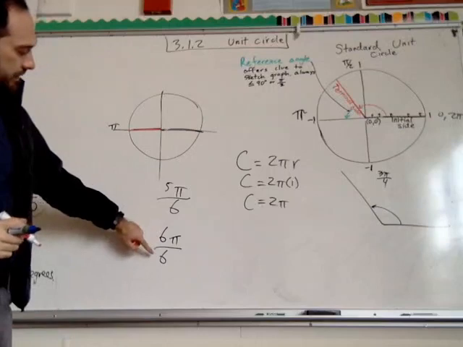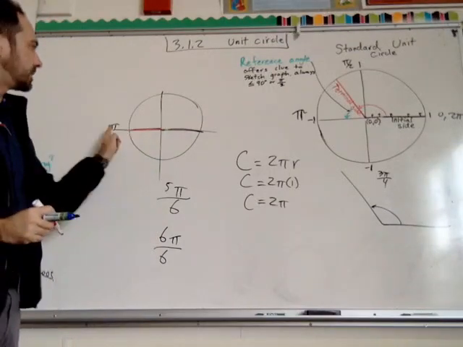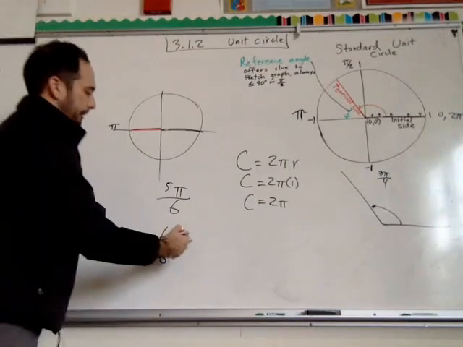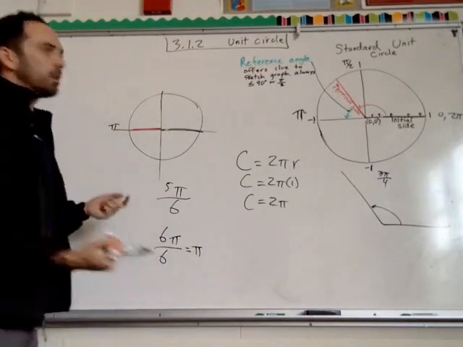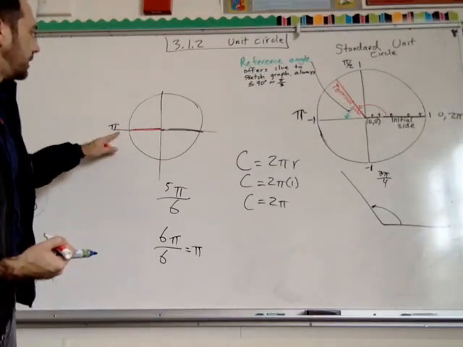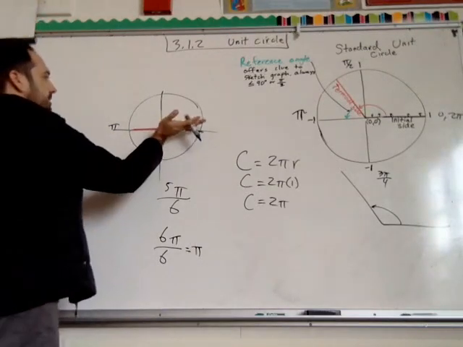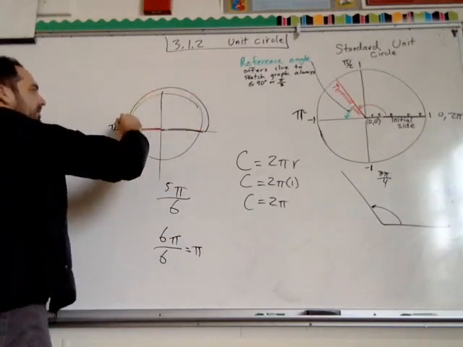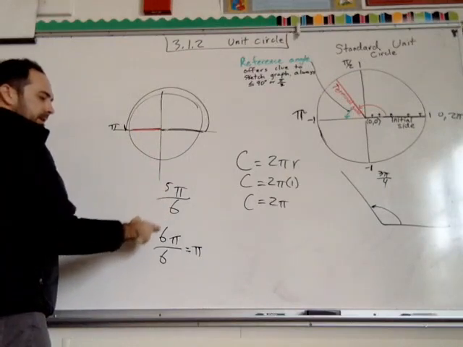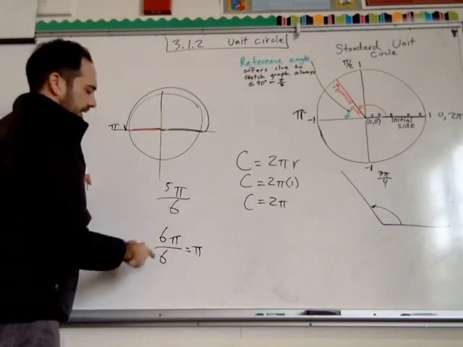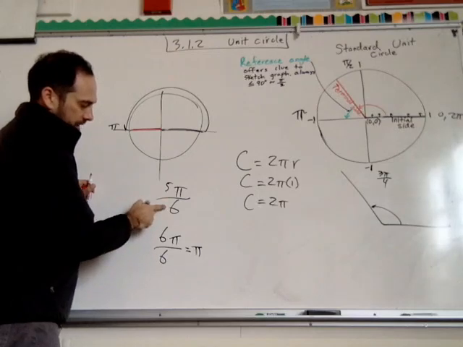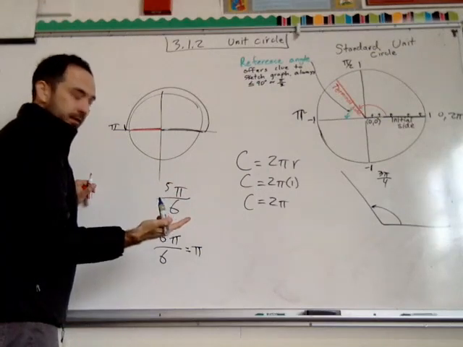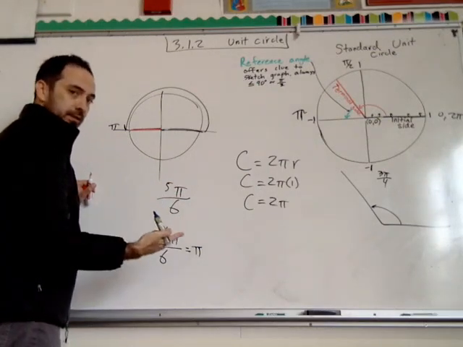So if we had 6 pi over 6, it would be equal to 1 pi, because 6 over 6 is 1, so essentially this is just equal to pi. The reference angle is helpful, because if we went 6 pi over 6, we would have pi, which would be a semicircle. But we didn't quite get there. We only have 5 pi over 6, not 6 pi over 6. To get to 6 pi over 6 is just adding an additional 1/6. 5/6, you add 1/6, you get 6/6.